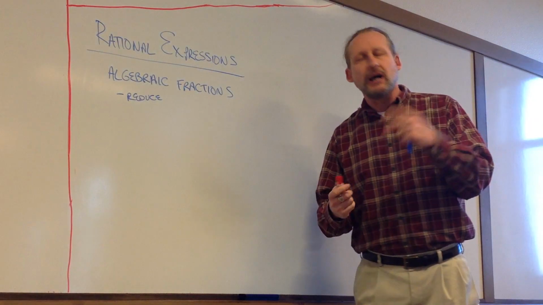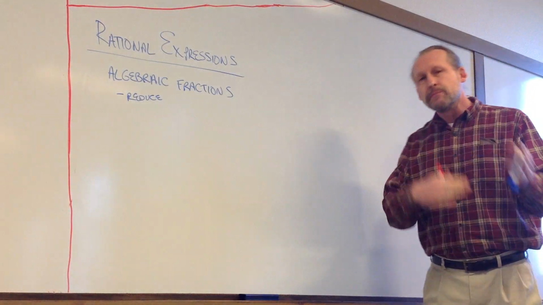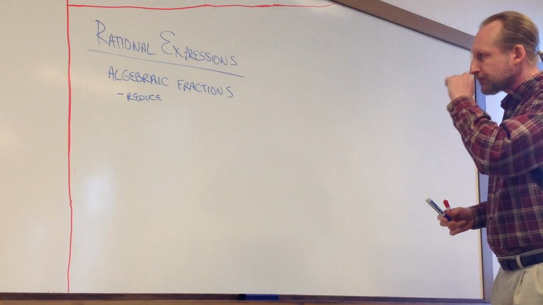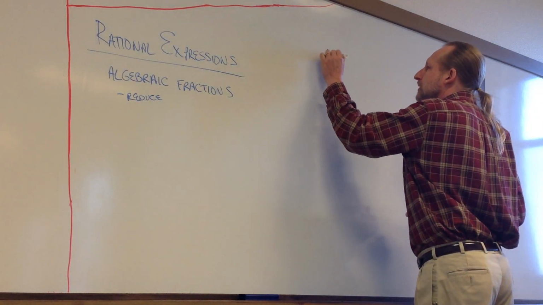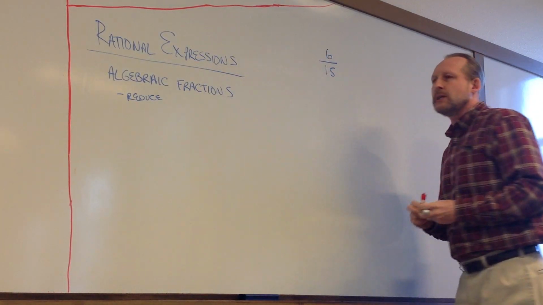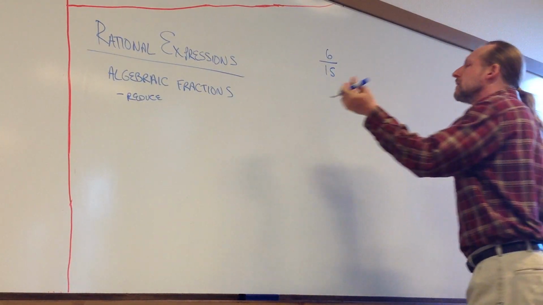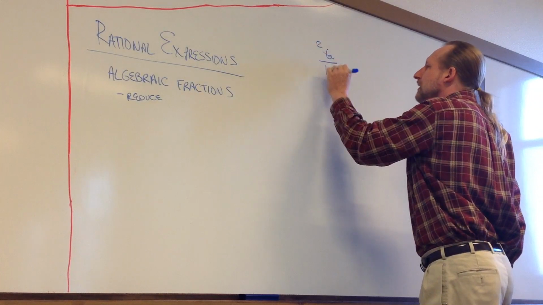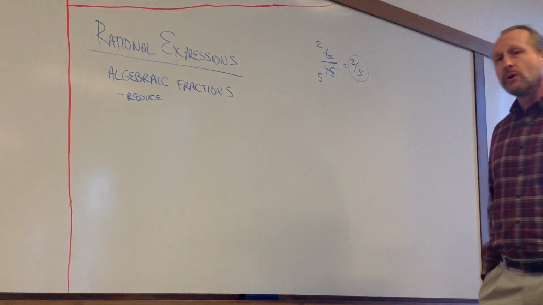So this has a lot in common with reducing numerical fractions. So let's talk about what it means to reduce a fraction. If you want to reduce a fraction, let's say we've got a fraction like 6 over 15. Frequently, a lot of people will look at this and say, oh, 3 goes into 6 twice, 3 goes into 15 5 times, so this is equivalent to 2 over 5.